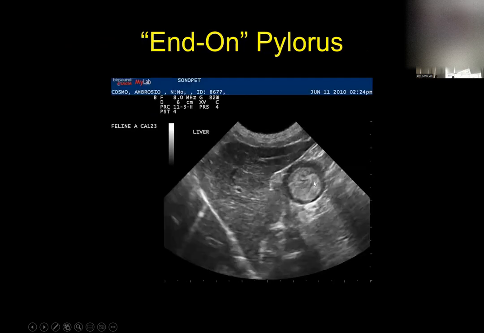This is near the pylorus. So this is the pyloric region. This pylorus has a little fluid and ingesta. So this is the stomach wall around the pylorus.